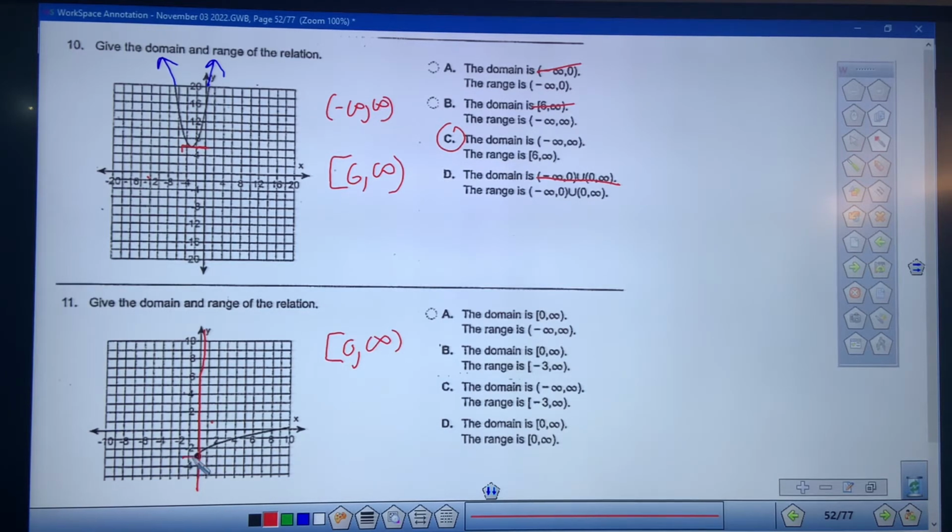The lowest y value is negative 3, and it starts at negative 3 and then goes up to infinity gradually. So the domain, you never put a bracket on infinity. You always put a parenthesis. Choice B.